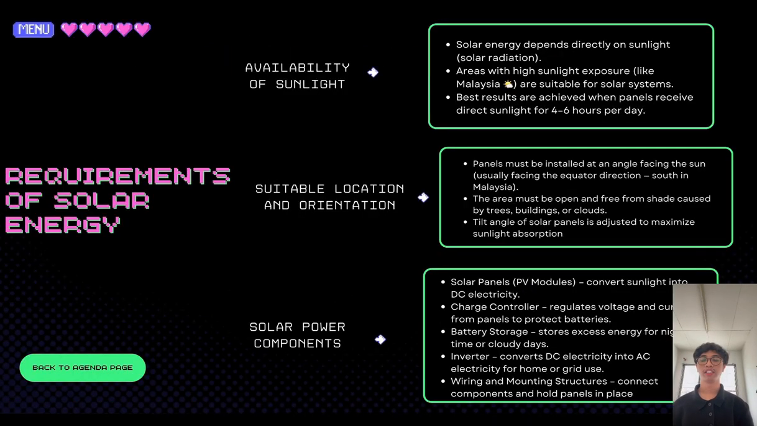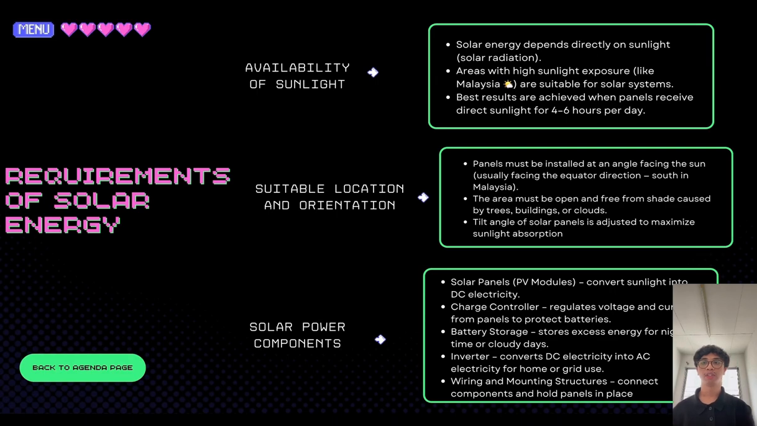Requirements of solar energy. The first one is availability of sunlight, which is solar energy depends directly on sunlight, which is solar direction. And areas with high sunlight exposure, like Malaysia, are suitable for solar system, which is it will get the best result achieved when panels receive direct sunlight for 4 to 6 hours per day.